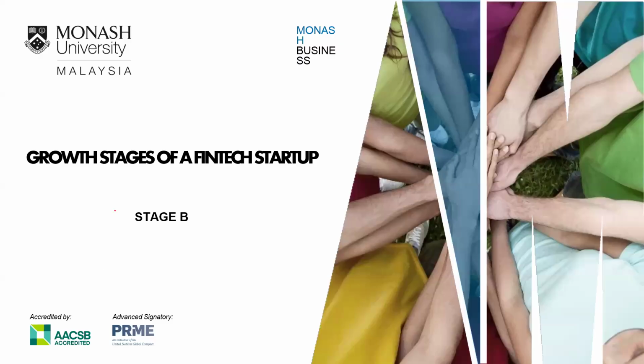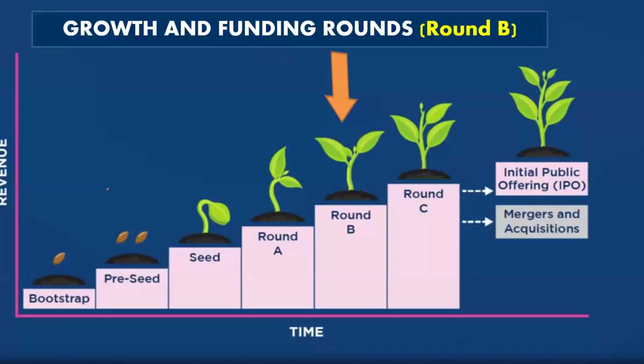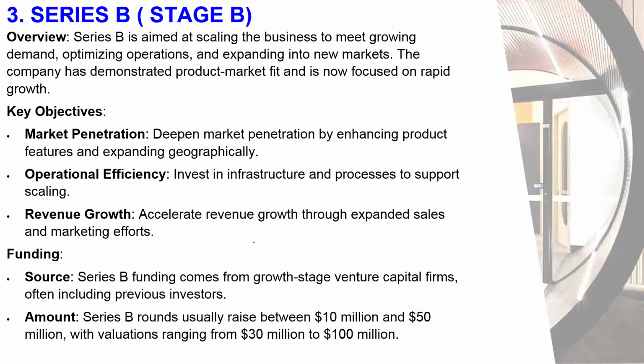Now let's go to Series B, another scaling stage. So we are now here, and hopefully we'll reach here soon when you start your own startup. So Series B is actually aimed at scaling the business. As I told you, all of this is about scaling, penetrating the market, improving the teams, improving the products, penetrating cross-country markets. Now they have high demand and they want to optimize operations and expand into new markets. The company has demonstrated product market fit.